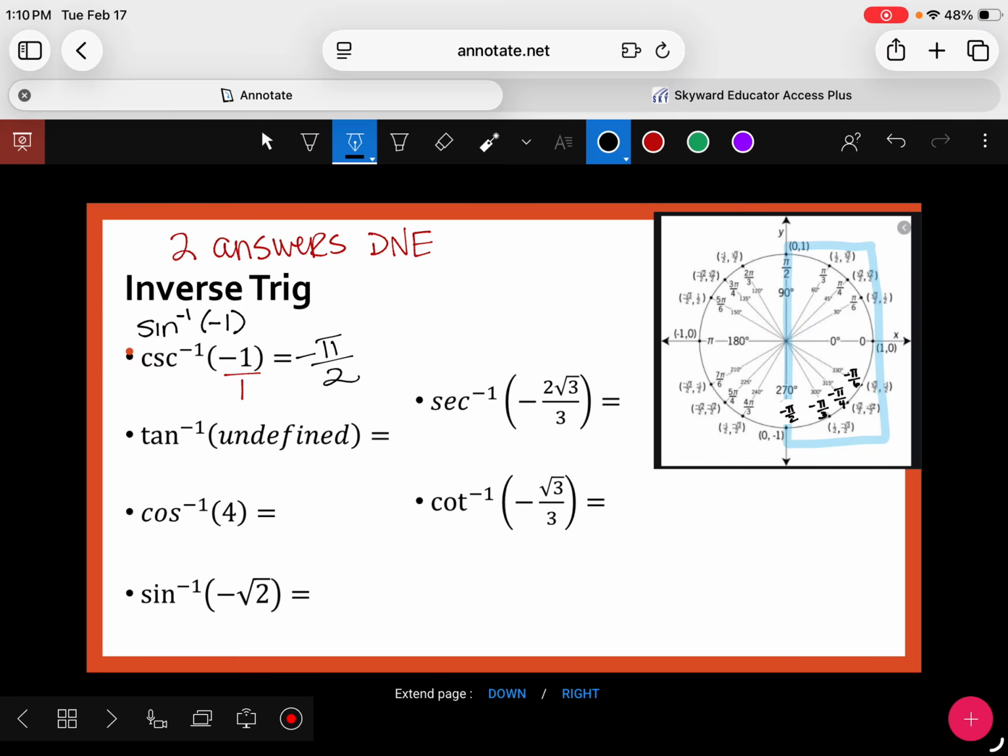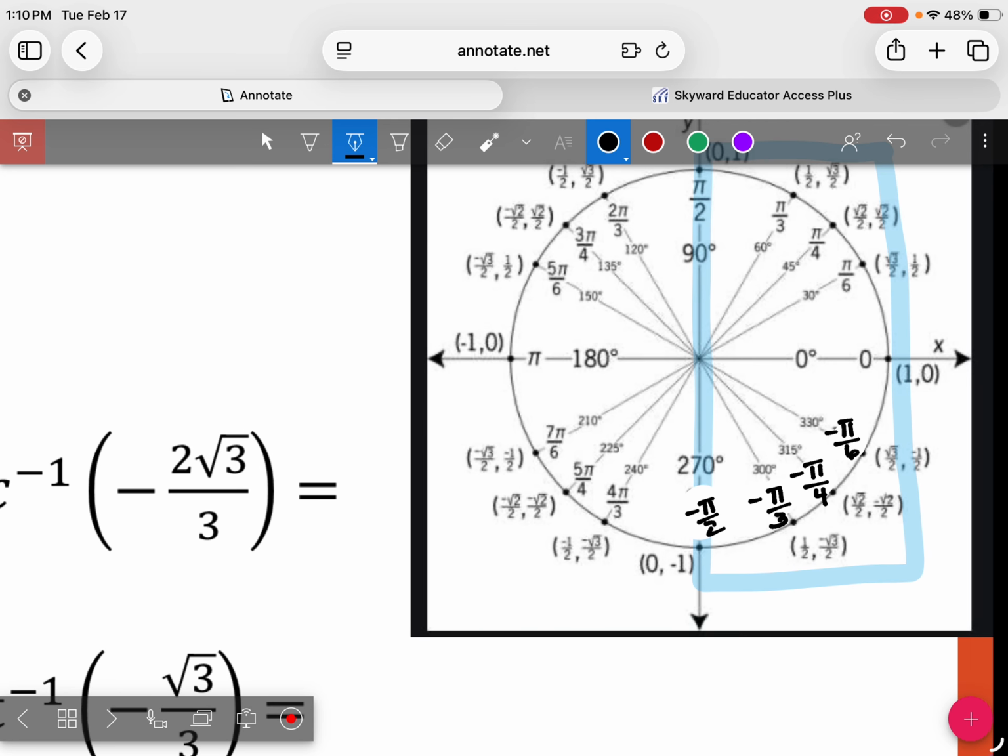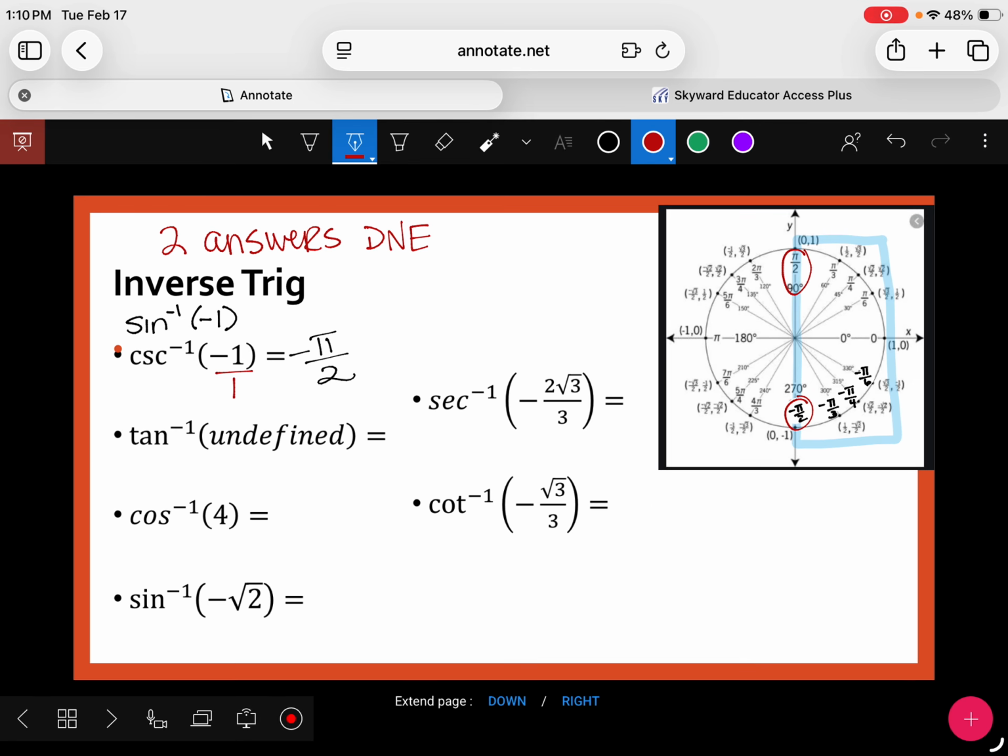All right, the second one, this is kind of tricky. Where is tangent undefined? π/2 and what else? It is actually undefined here and here. Both of these are undefined. But I want you to look here closely at this board. Do you notice that I did not put an equal sign? This is the only one that it cannot equal these two. Okay? So it's D and E. It's undefined.